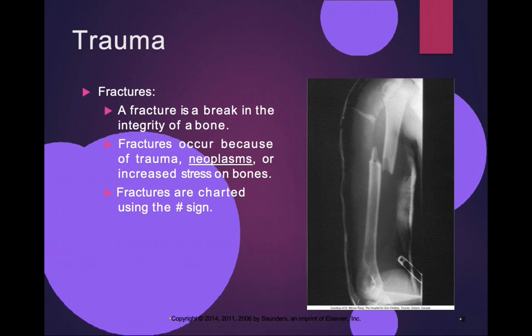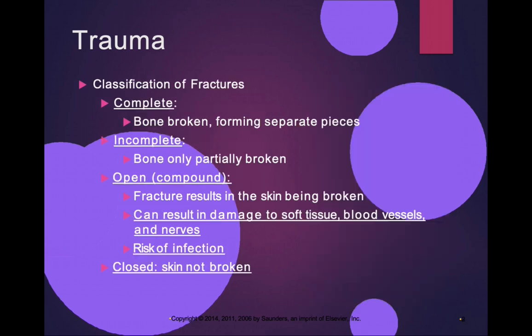Unless they have really good coaches and good nutritionists, and they get good neuromusculoskeletal treatment and care, but most are not. So when people are in a state of chronic inflammation and they don't know it, that's how a lot of fractures take place. Fractures are charted using the number sign. Okay, a lot of people didn't know that.